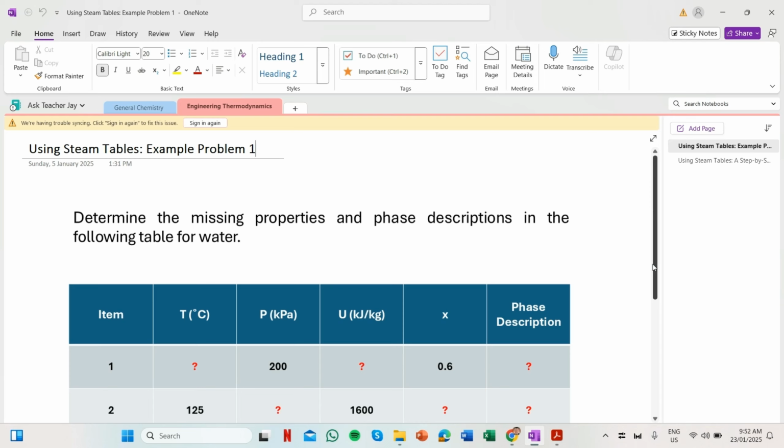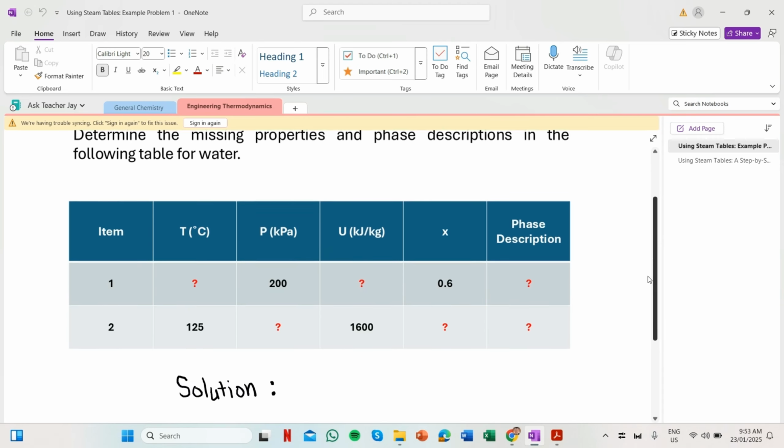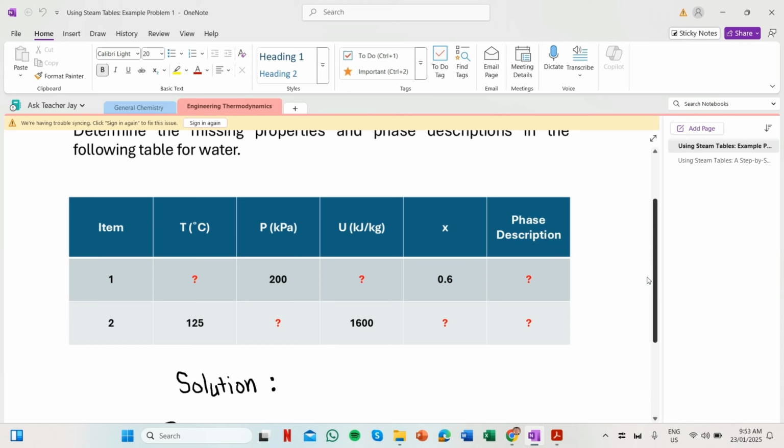And for today's video, I'll be teaching you an organized way to read steam tables. So I have prepared here one example problem, and we are required here to determine the missing properties and phase descriptions in the following table for water. So I only have here two items. This will be just very brief.